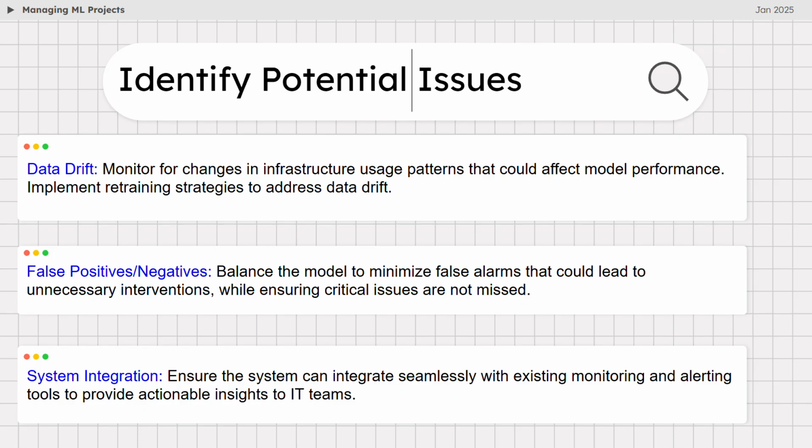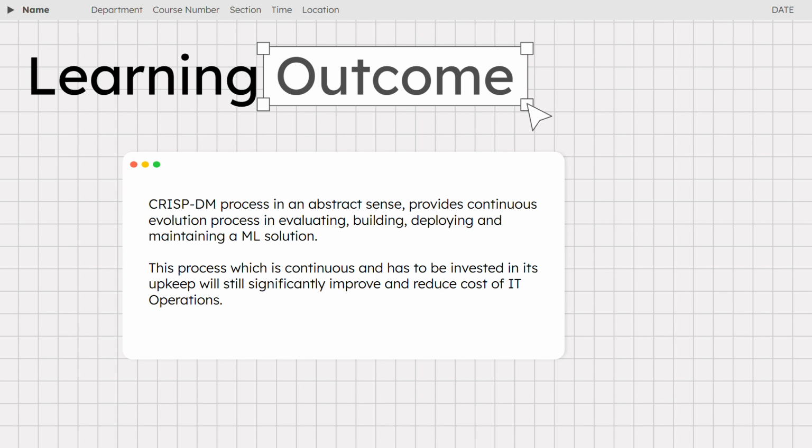Then false positives and false negatives. We would have to balance the model to minimize false alarms that could lead to unnecessary interventions, while ensuring critical issues are not missed. System integration: we need to ensure the system we develop as a whole can integrate seamlessly with existing monitoring and alerting tools to provide actionable insights to IT teams. We can predict, but unless it makes it to someone's computer or someone's attention, the failure cannot be avoided. That is why system integration is the most important thing.